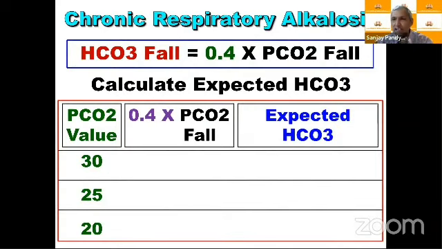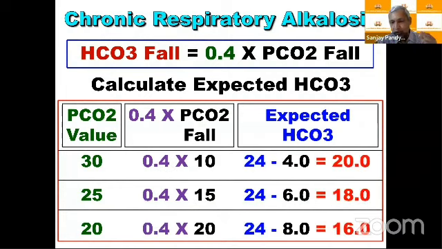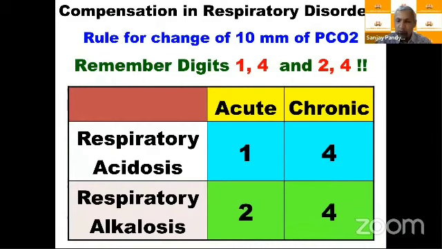If we calculate for chronic respiratory alkalosis, with the example of 30, instead of 0.2, it is 0.4. And therefore, the value of bicarbonate will be much lower and will compensate the acid-base disorder, trying to bring pH towards normal. So to conclude, for respiratory disorders, in respiratory acidosis, acute and chronic, it is 1,4. In respiratory alkalosis, acute and chronic, it is 2,4. So remember 1,4 and 2,4 and you are done.